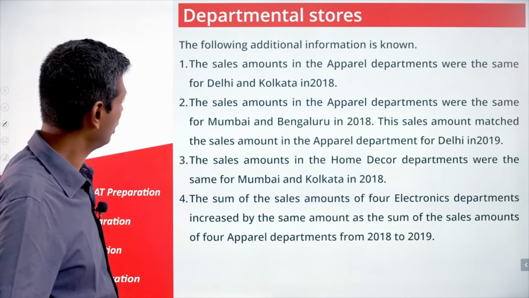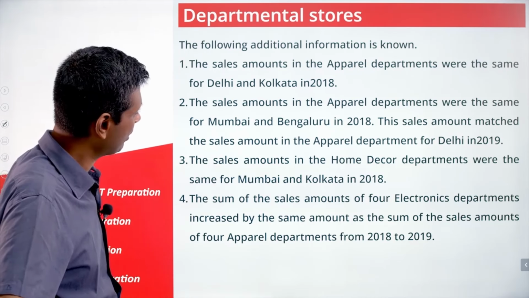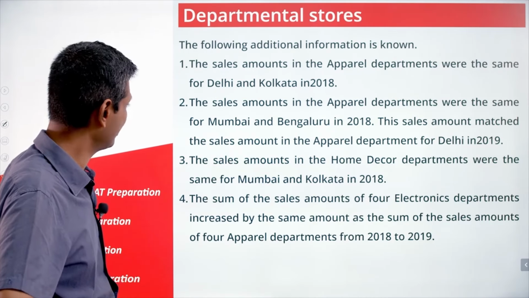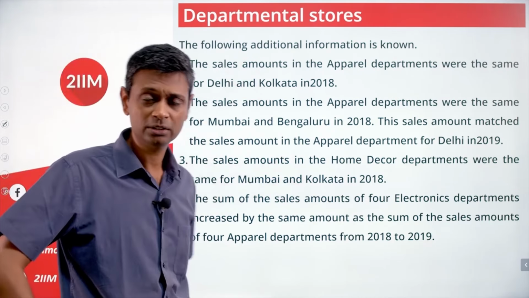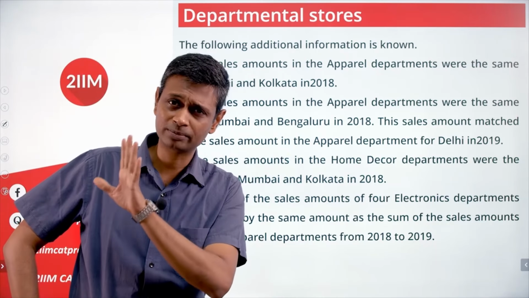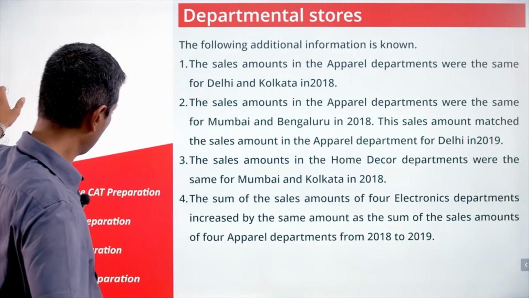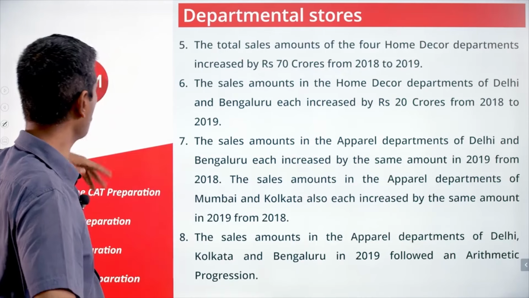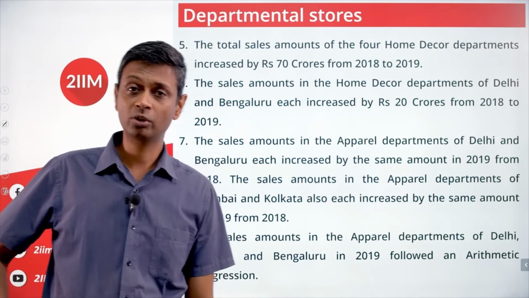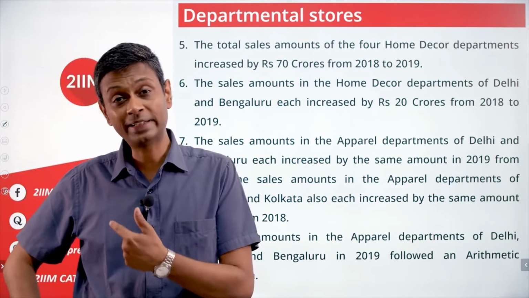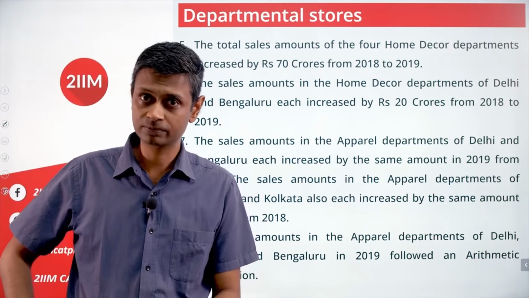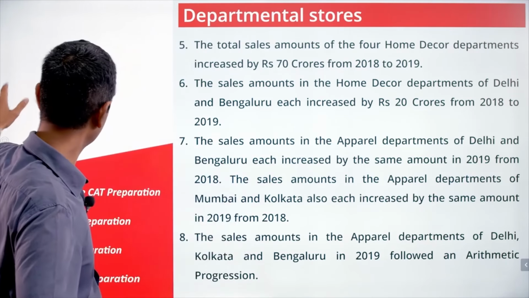Sales amounts in apparel were the same in Delhi and Kolkata. In apparel were the same for Mumbai and Bengaluru, etc., etc. I can't keep all of this in my head. I'm going to draw the table and go one by one and attack this. And so 1, 2, 3, 4, 5, 6, 7, 8. The more the constraints are there, happier I am, because that tells me that I'm likely to fill the entire grid and not have 6 variants there. And let's go step by step.